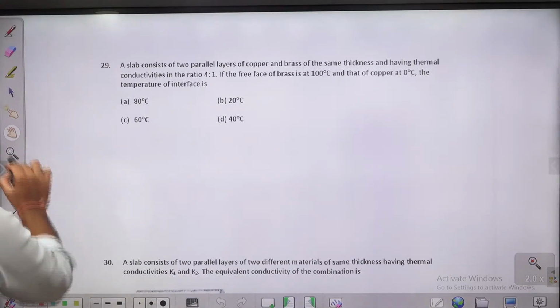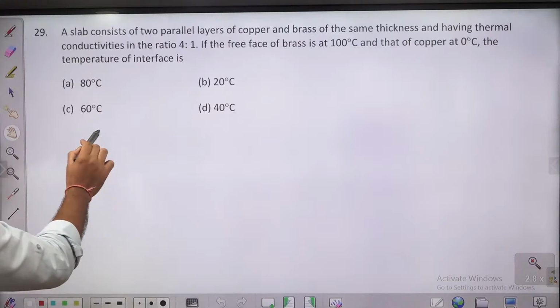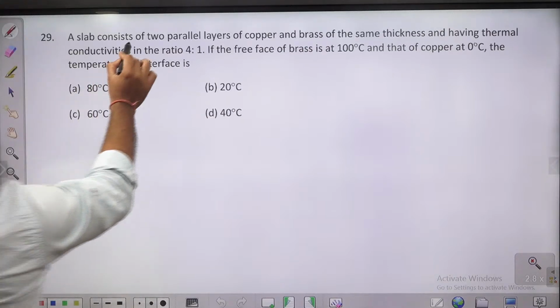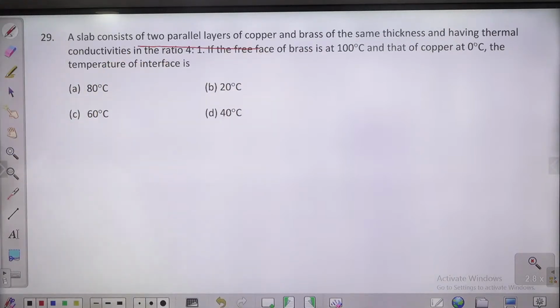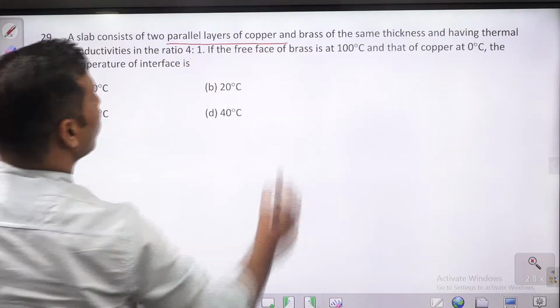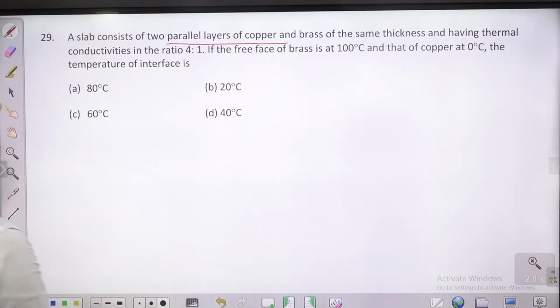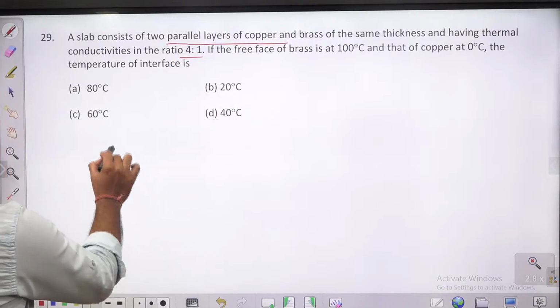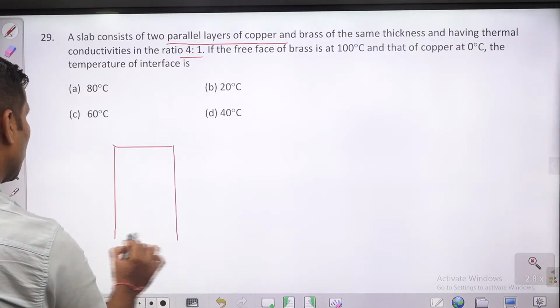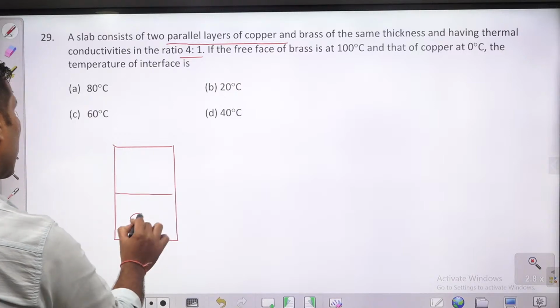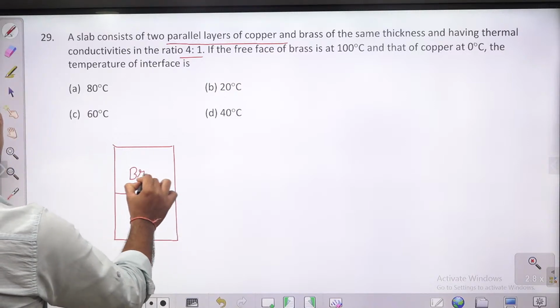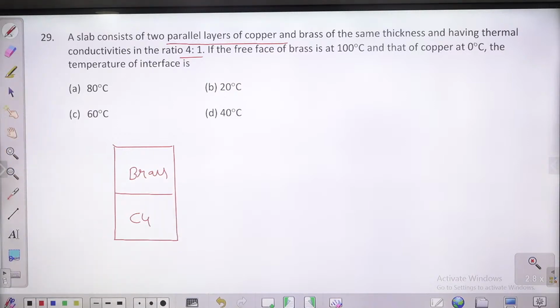Let us solve this quickly, children. A slab consists of two parallel layers of copper and brass of the same thickness having thermal conductivity in this ratio. Okay, two parallel layers of copper and brass. Now there are two parallel layers, children, one of copper and one of brass. These are the two parallel layers. Slab consists of two parallel layers of copper and brass.